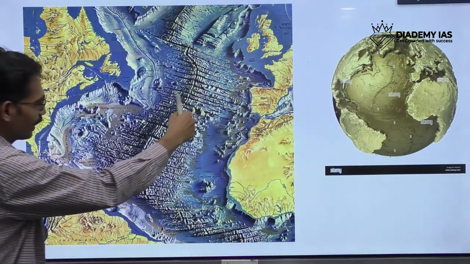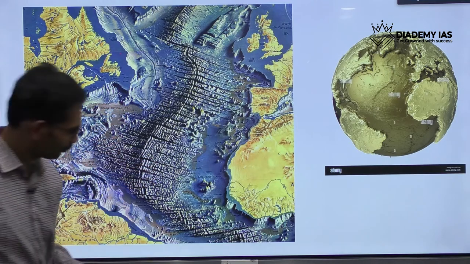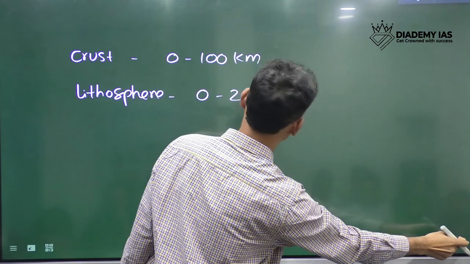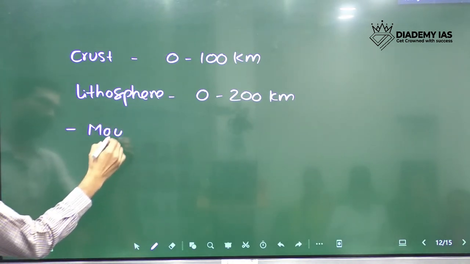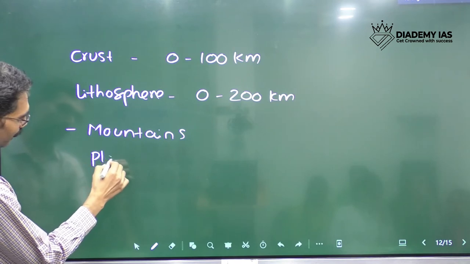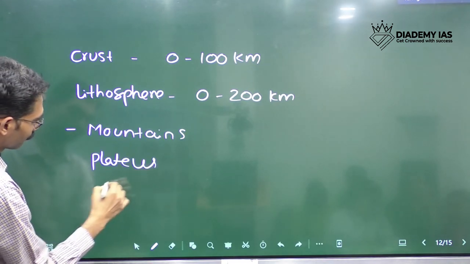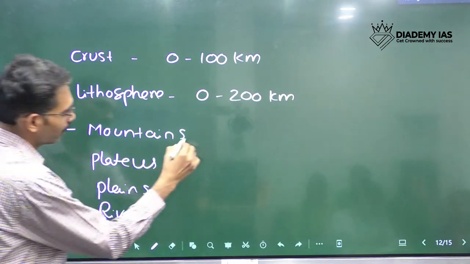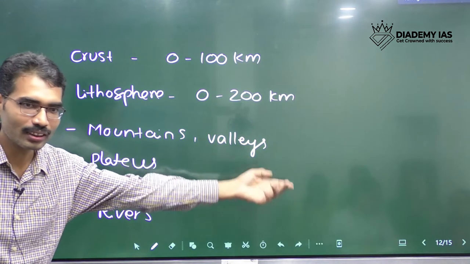Now if you imagine, this is the mid-oceanic ridge. It is also like a continent. On continents we are seeing different types of features on the top of it. Can you tell what are the different features we see on the continents? Mountains we see? Mountains are highest. Then plateaus we see, plains, rivers. Then on mountains we see valleys also. Now all these features we see underground also, under water also.